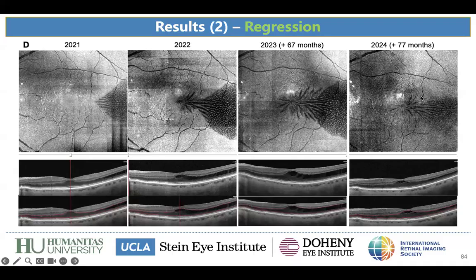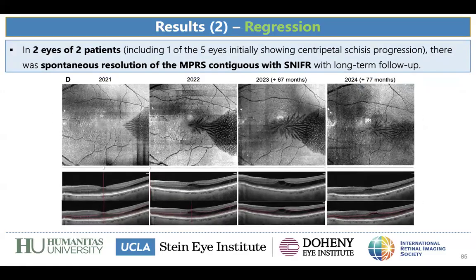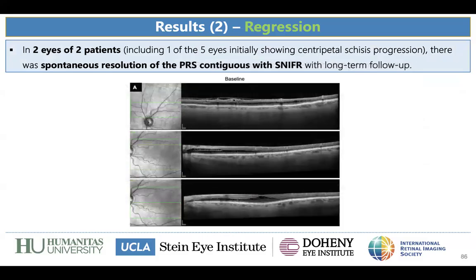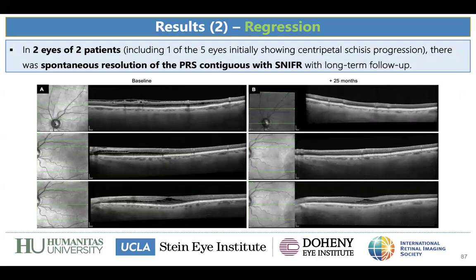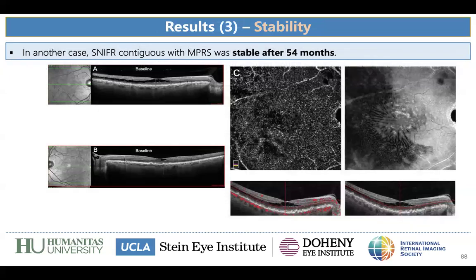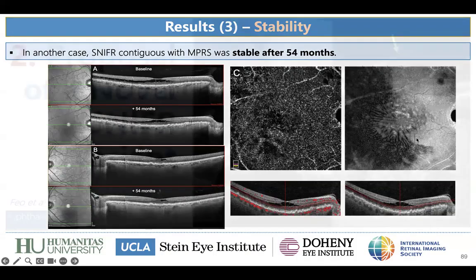So we observed a spontaneous resolution of the SNIFFER and mid-peripheral retinoschisis in this case, and this occurred in 2 eyes of 2 patients. Another example is shown here, where you can see the resolution of the mid-peripheral schisis and also SNIFFER with long-term follow-up. Another aspect is stability. So SNIFFER can also be stable together with mid-peripheral retinoschisis. This is an example of 54 months. And again, you can visualize the typical patterns of SNIFFER in this patient with ANFAS-OCT.